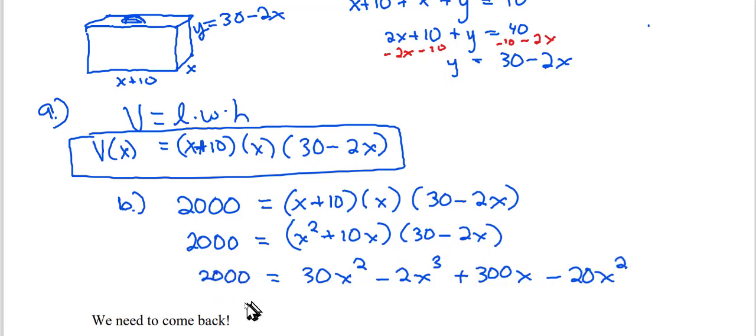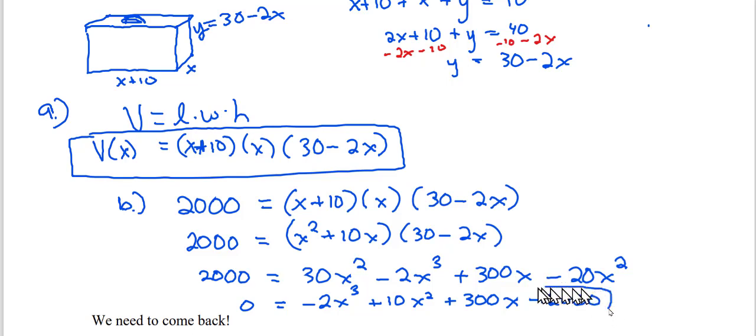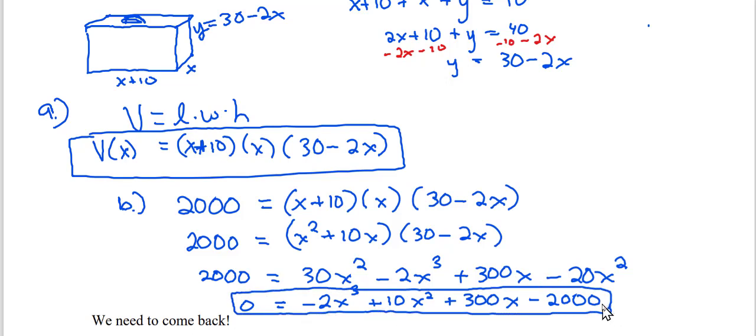Now, if I want that side equal to 0, which is usually the easiest way to solve a polynomial equation, and then put it in descending order, I'm going to get negative 2x cubed plus 10x squared, when I combine those two like terms, plus 300x. That puts that in descending order on the right side, but I also have to subtract the 2,000 from both sides of the equation. So I get this equation, which is pretty key to what we are doing here.